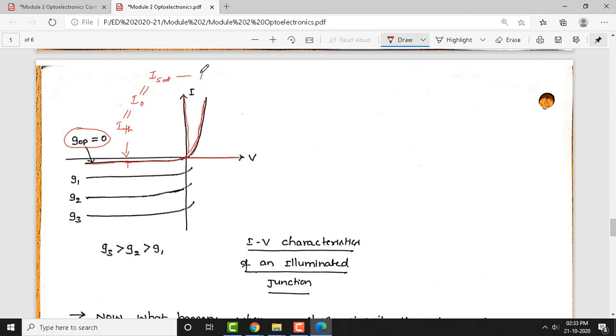So, this is the reverse bias current. The current that flows here is the forward bias current. So, this is forward bias. So, this is reverse bias.